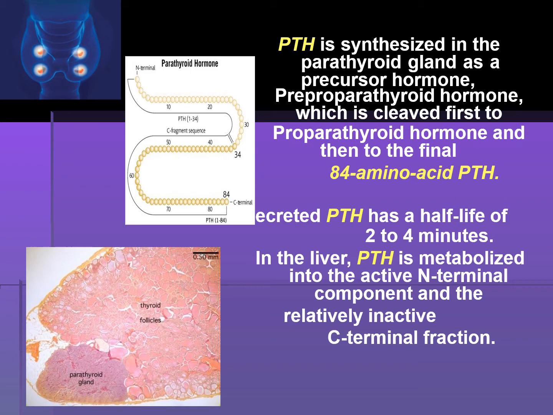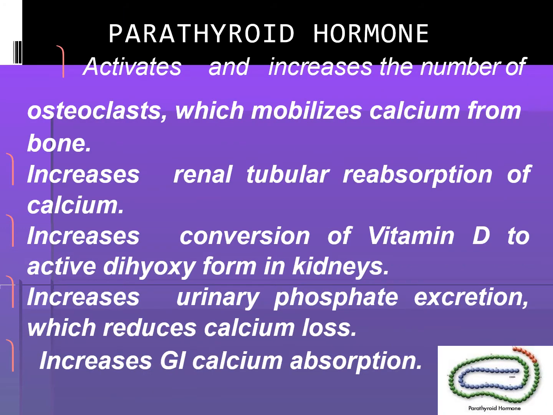to pro-parathyroid hormone and then to the final 84 amino acid PTH. Secreted parathyroid hormone has a half-life of only 2 to 4 minutes. In the liver, parathyroid hormone is metabolized into the active N-terminal component and a relatively inactive C-terminal fraction. At bone level, parathyroid hormone activates and increases the number of osteoclasts, which mobilizes calcium from bone.